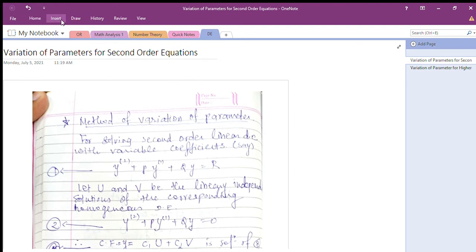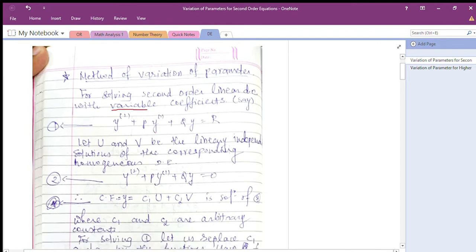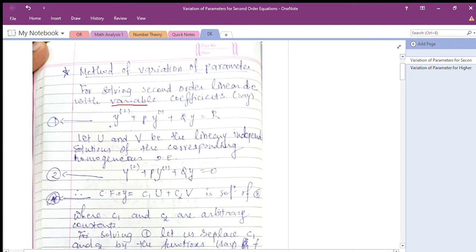Hello friends, today we are going to discuss the method of variation of parameters for solving second order linear differential equations with variable coefficients. The general form of this type of differential equation is y'' + py' + qy = r, where the coefficients p, q and r are functions of x.